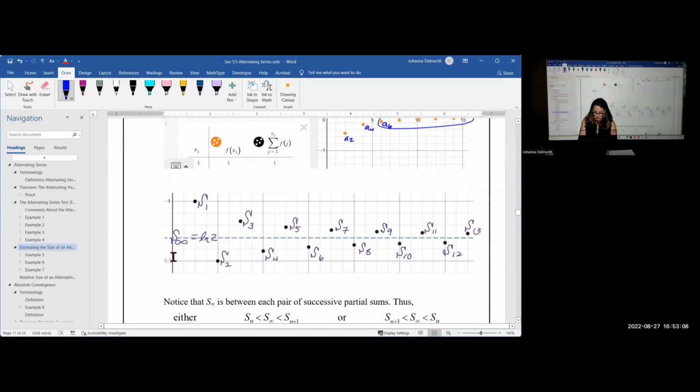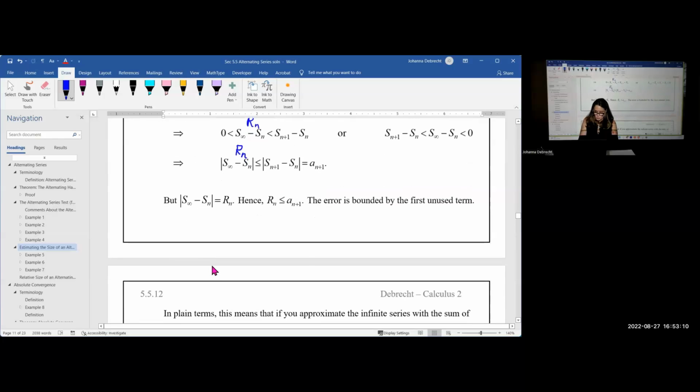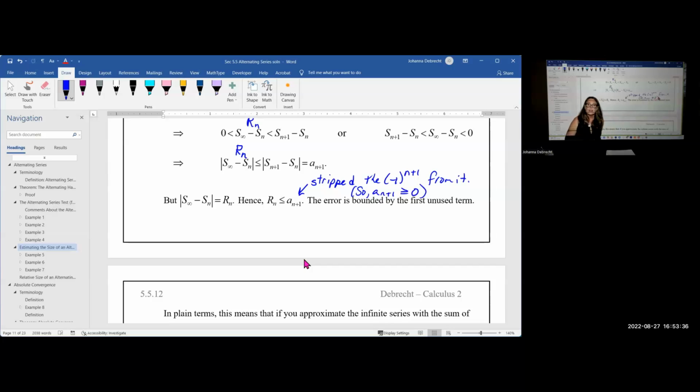So we have an upper bound for the error, which is A sub n plus 1, where we've stripped the alternating behavior from the expression of the sequence, stripped the negative 1 to n plus 1 from it. In other words, A sub n plus 1 is greater than or equal to 0. All right, so it's a positive term, which makes sense. It should be greater than or equal to the remainder. So it's bounded by the first unused term.